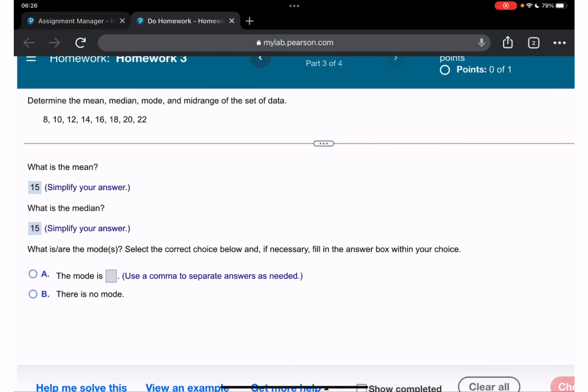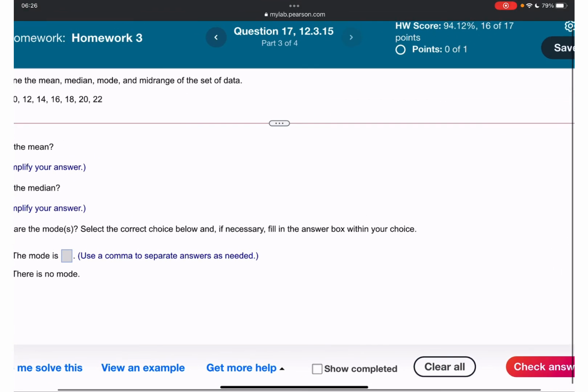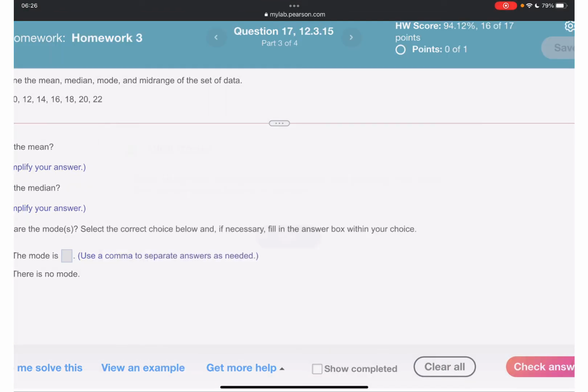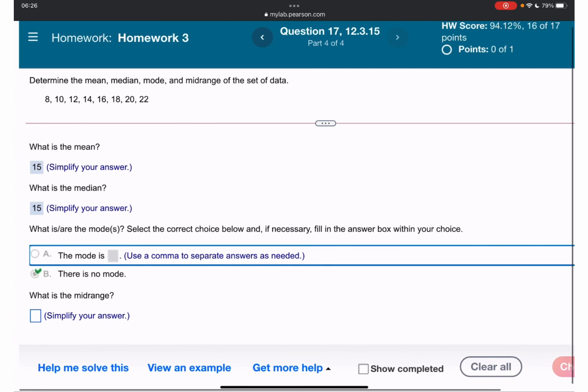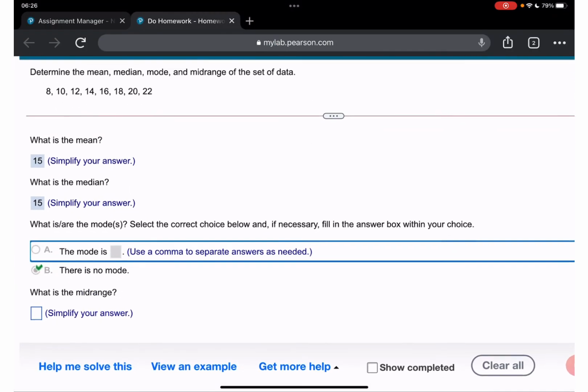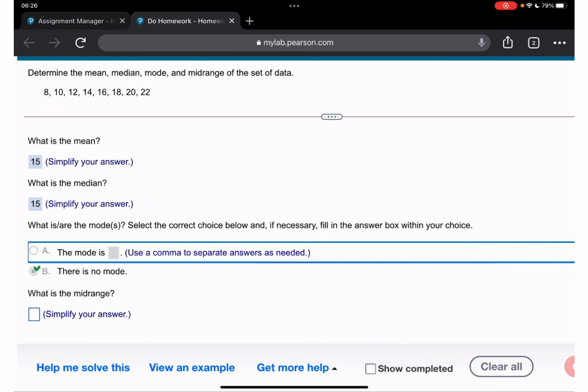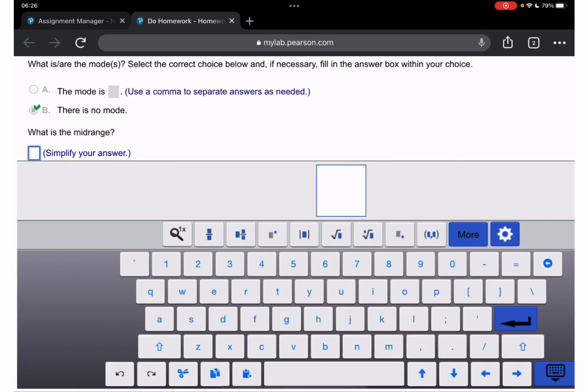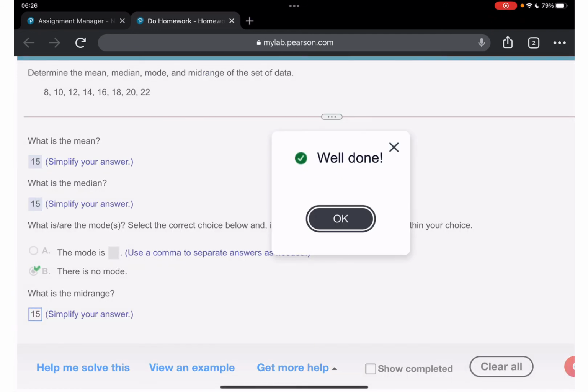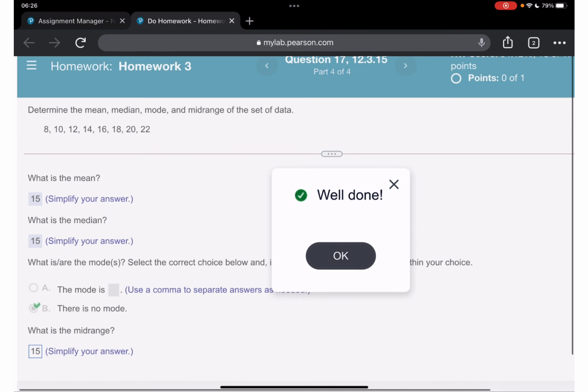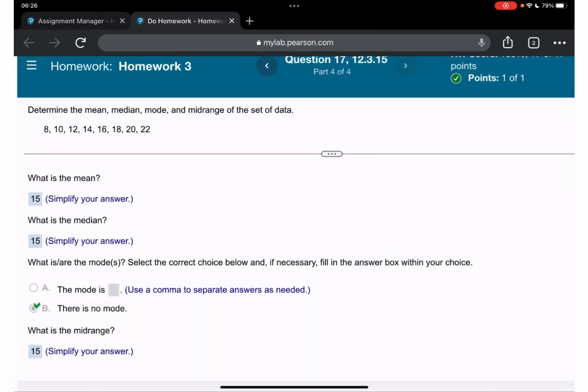Mode. Do we have a mode here? No number is repeating, so we have no mode here. Well done. Mid-range. Okay, so mid-range, minimum is 8, maximum is 22, right? It's going to be 30, and we divide by 2, it's going to be 15. Well done. And now I indeed finished. Okie dokie.